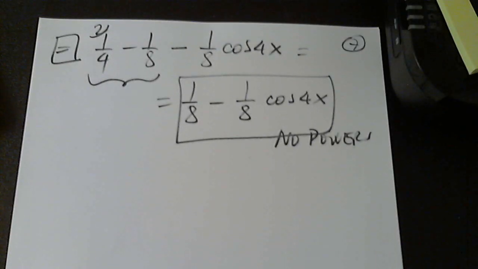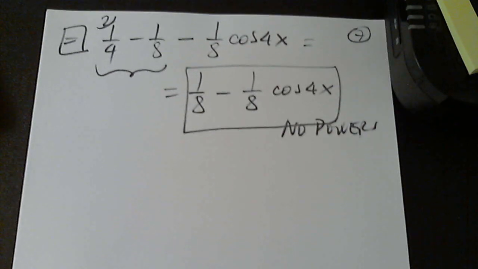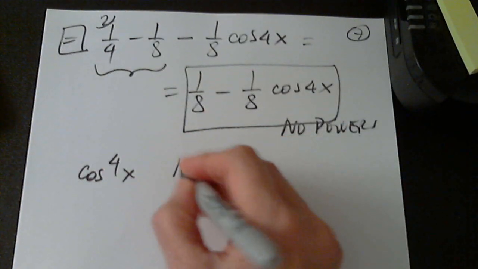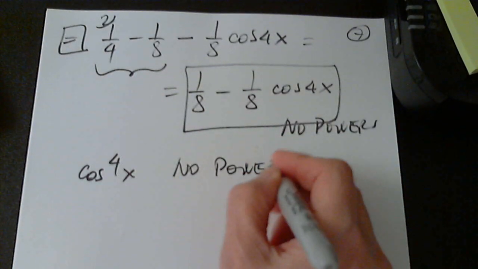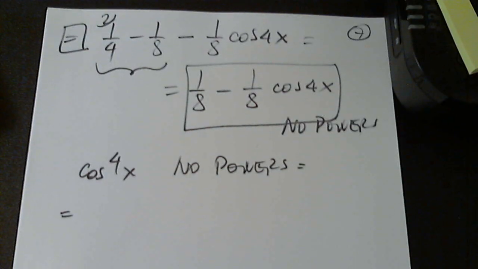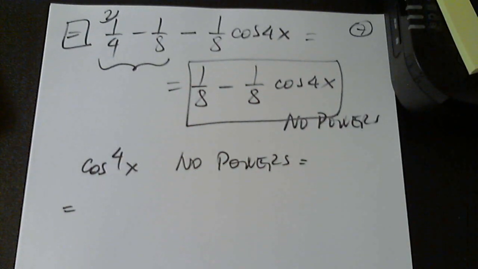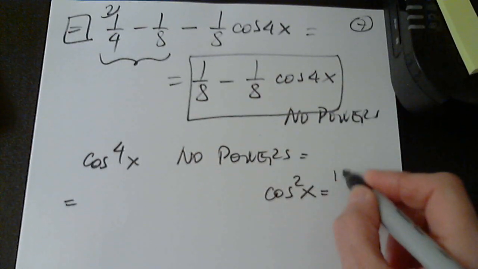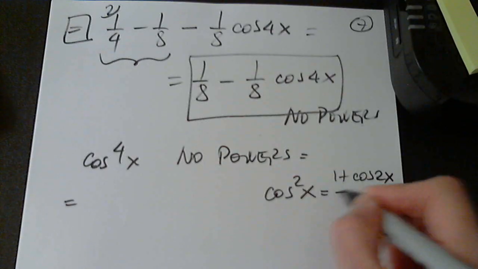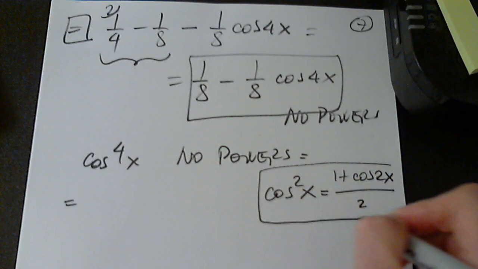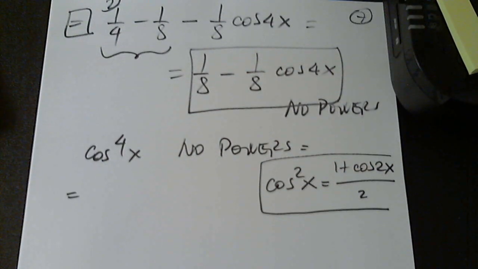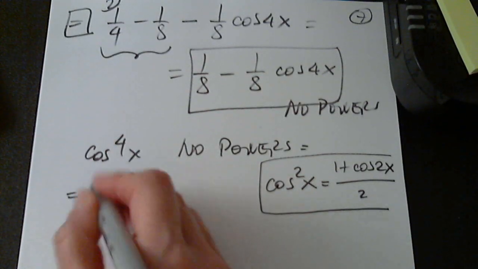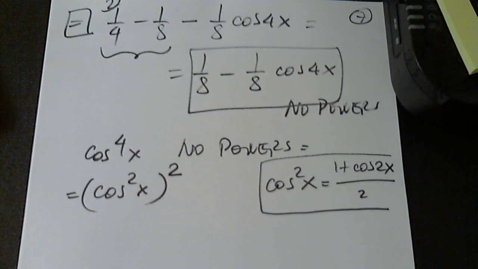So we did the first one, which was my invention, so to speak. So let's look at cosine to the 4th x. We want no powers. I don't have a formula for cosine to the 4th, but I do have a formula for cosine squared, which is 1 plus cosine twice x over 2. I do have this formula. So therefore, I will break cosine to the 4th into cosine squared squared. Do you agree with this step?